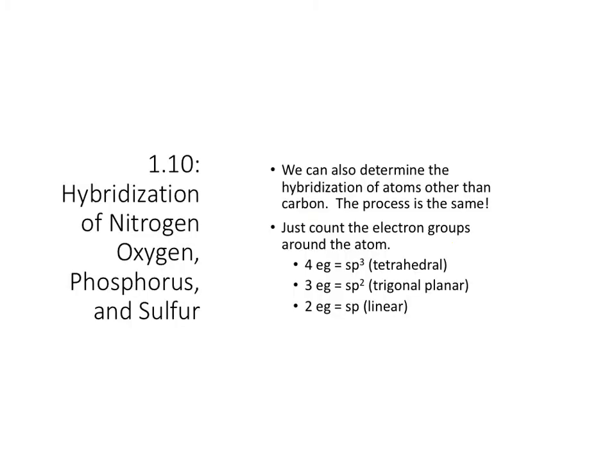Moving along to section 1.10, the hybridization of nitrogen, oxygen, phosphorus, and sulfur. I'm actually just going to focus on nitrogen and oxygen. Those are the most important for us. So we determine the hybridization just like we did with carbon by counting up the electron groups. If there's 4 electron groups, it's sp3. If there's 3, it's sp2. And if there's 2, it's sp.